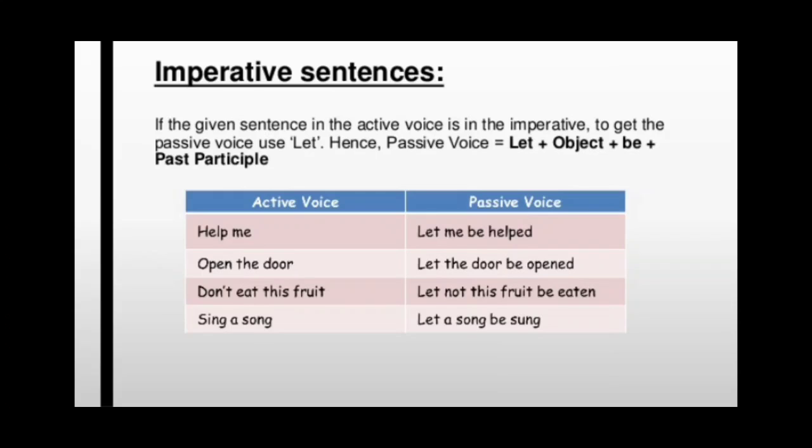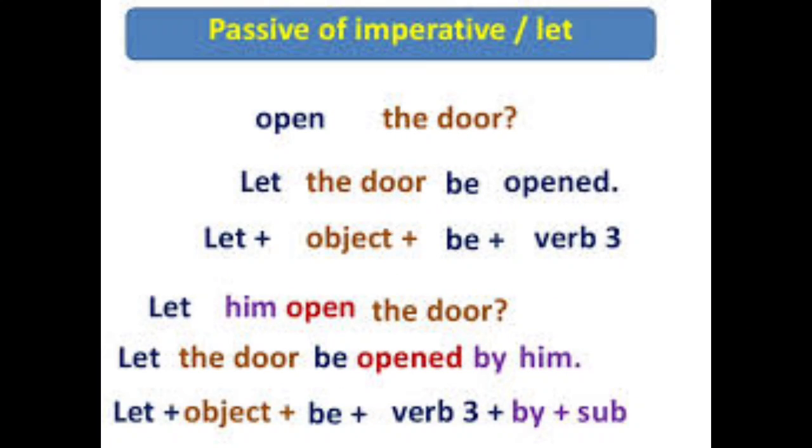So, be clear in this. In the previous picture we discussed the interrogative sentence and how to change it into passive. Now we have discussed the imperative sentence and how to change it into passive. So, children, as I already told you, for the passive of imperative we need to use let. As given in the previous picture, open the door is the active voice. In passive, let the door be open. So, let plus object plus be plus verb 3.